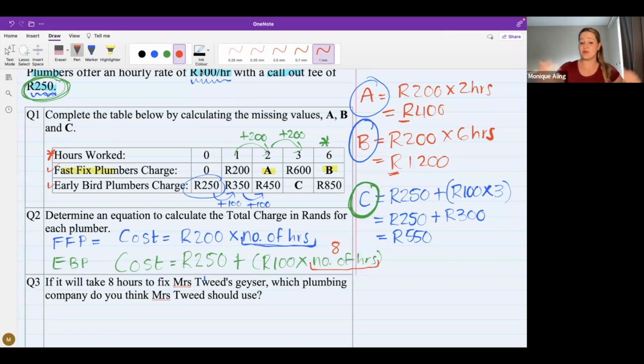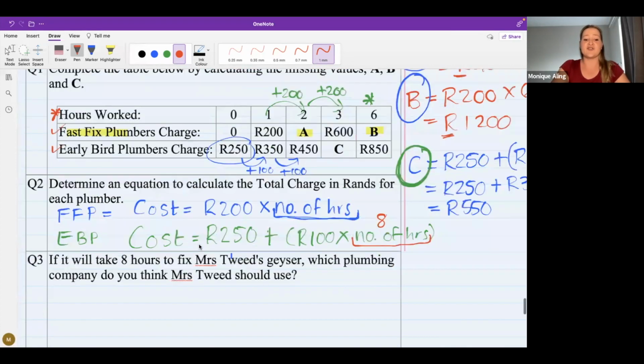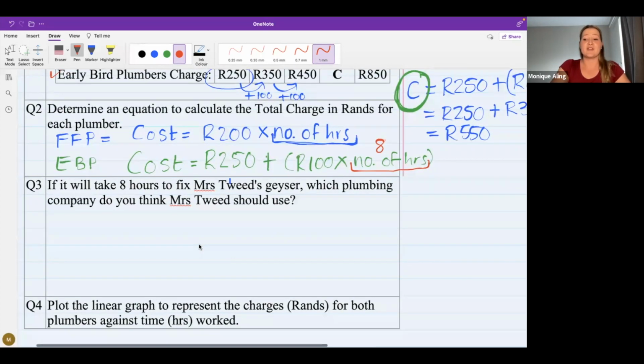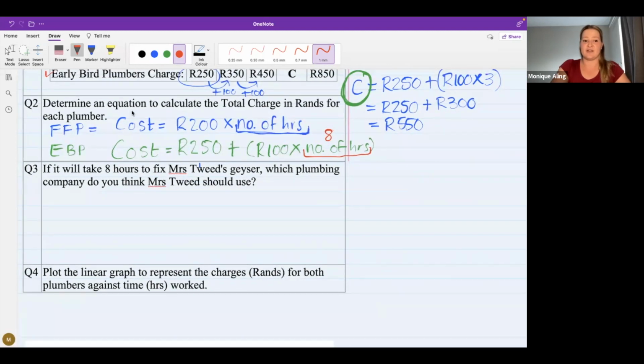Which is really important because formulas are a really big part of patterns and relationships. So now let's put these formulas to the test. I'm going to ask you guys to try question 3, but please do not give me the answers yet in the chat. I want everyone to just give it a go.